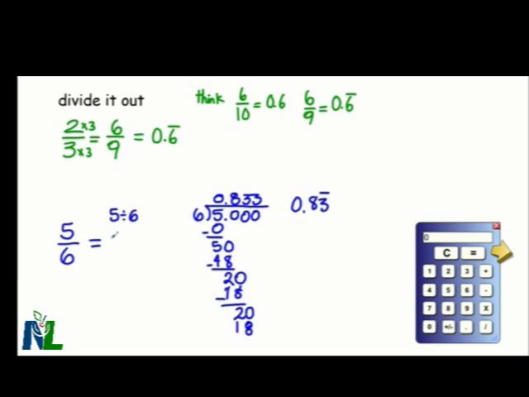So 5/6 is the same as 0.83 repeating. You could also go to your calculator and you could do 5 divided by 6 equals, and you get the same answer on your calculator.